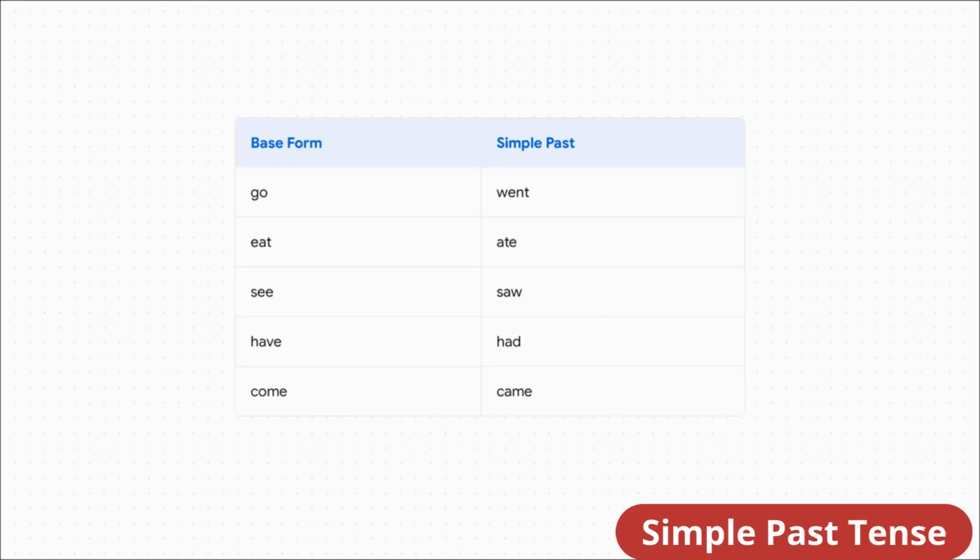Look, there's no secret trick here. It really is just about memorizing them. But the good news is, you use these all the time already. Go becomes went, eat becomes ate, see becomes saw. You probably know most of these without even realizing it.